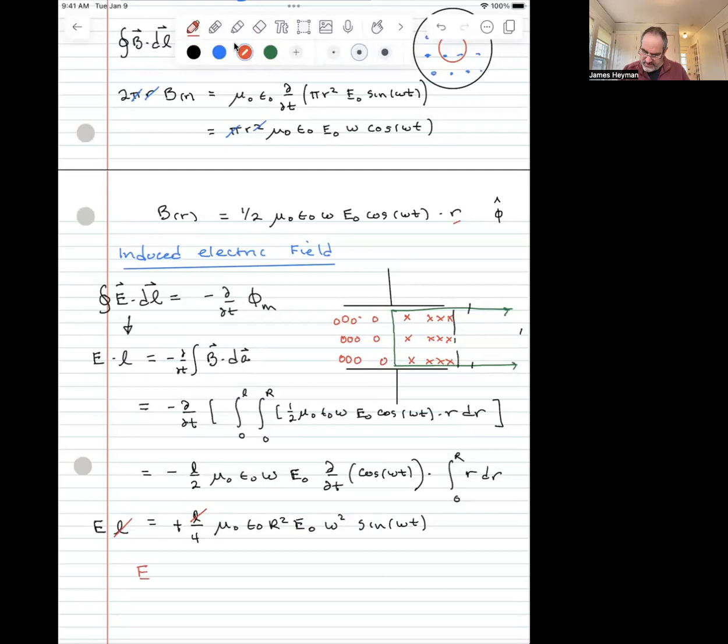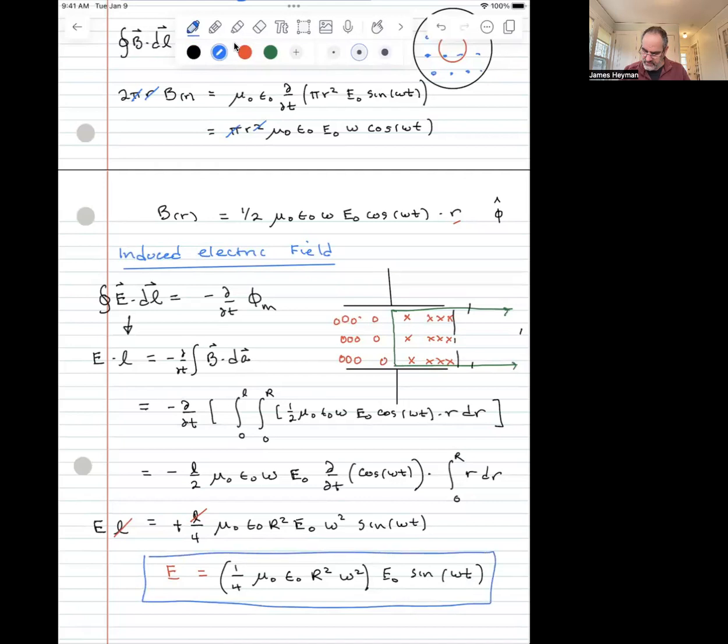The induced electric field is equal to 1 over 4 times mu naught epsilon naught r squared omega squared times E0 sine of omega t.